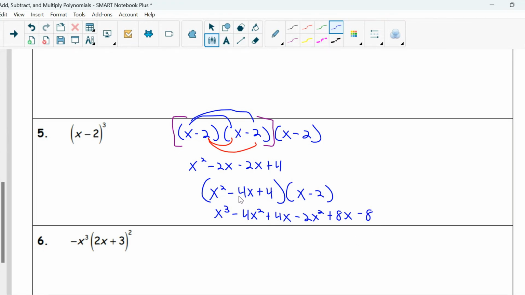My final step here is I'm going to combine my like terms. I only have one x cubed value, so I've got x cubed. I've got negative 4x squared and negative 2x squared, so I can combine those to be negative 6x squared. 4x plus 8x gives me 12x, and then I have my one remaining constant, which is negative 8. All right, and that is my process for multiplying polynomials.